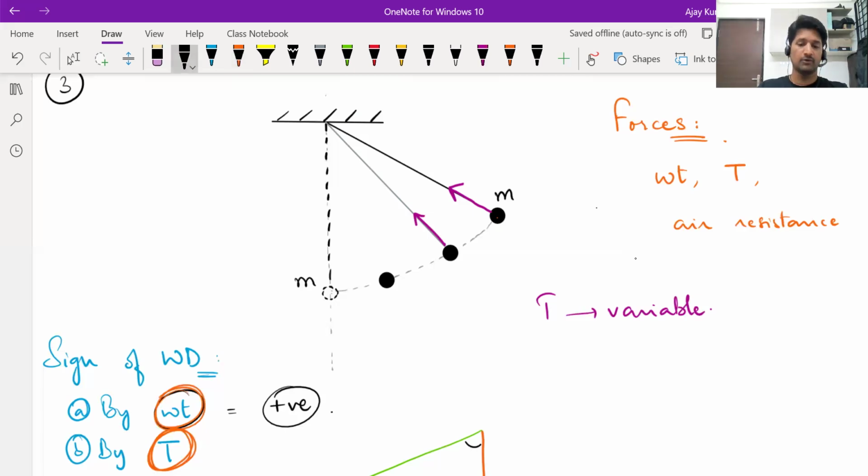Now, if force is variable, what is the formula for work? Aishwarya, tell me the formula. Integration F dot ds. Okay, integration F dot ds. So tension dot displacement is what we need to do. Tension dot small displacements. Now you have to visualize the small displacements of the bob. At any instant, what is the direction in which the bob moves?